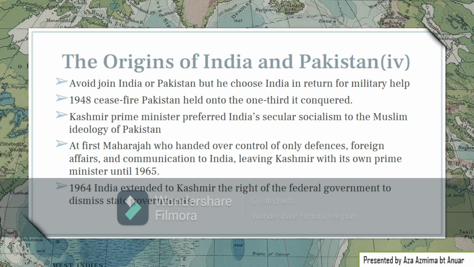In 1964, India extended to Kashmir the right of the federal government to dismiss the government. Throughout, the popular will of Kashmiris was ignored. India and Pakistan fought over Kashmir in 1965 to 1966, when India accused Pakistan of backing insurgents. In 1971, Bangladesh became independent, backed by India. Kashmir was another source of fighting in that war.